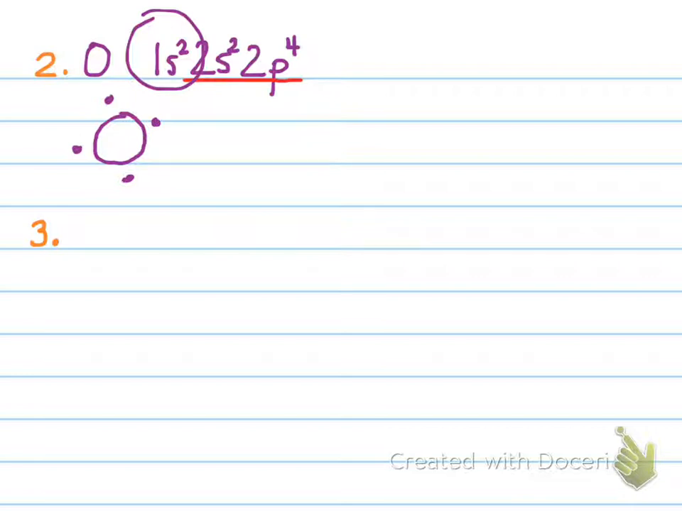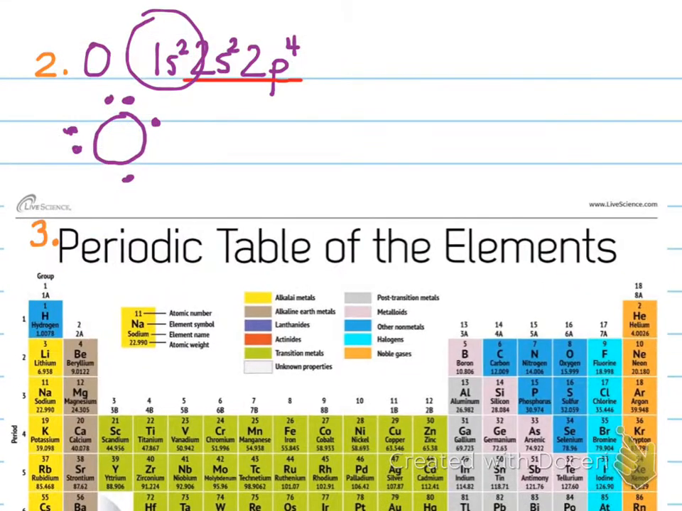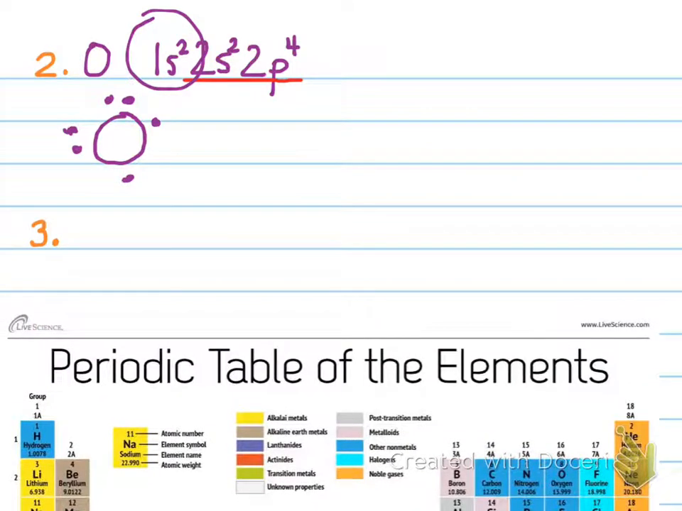Oh, sorry, but I'm supposed to have 6. So there's my 4. Here's 5. And here's 6. And again, it doesn't matter where you put the paired up ones. Now, I don't have to write my electron configuration for oxygen if I don't want to. You can look at your periodic table and see that oxygen is in group 6A, so that means it has 6 valence electrons, and so I need to put 6 dots around oxygen.